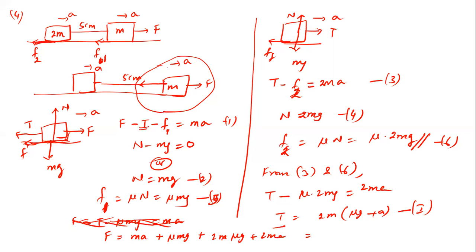So I am able to get the value of T equal to 2m into (mu g plus a). Now I can take this value of T and substitute it here to get the value of force, right? So I will now write F is equal to ma plus F1 here. F1, as we know, is mu times mg, plus T, which is 2m into mu g plus 2ma. So what is the answer here? See, 2m mu g plus mu mg should be 3m mu g, and ma plus 2ma is 3ma. So this should be 3ma plus 3 mu mg. So we have got the total force.